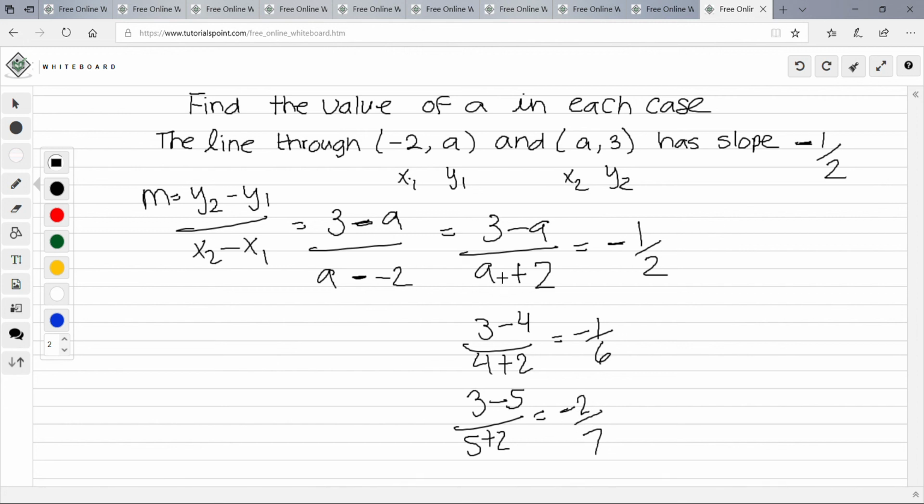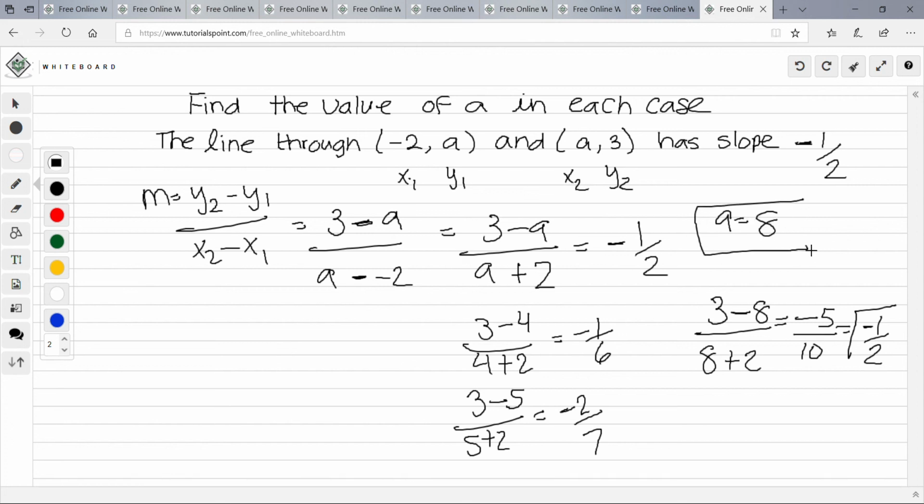So let's try a really higher number, 8. 3 minus 8 over 8 plus 2. 3 minus 8 is negative 5. 8 plus 2 is 10. That simplifies to negative 1/2. So that's true. So our a must be 8. For this problem, I just literally used what I know, and then I just guessed and checked.